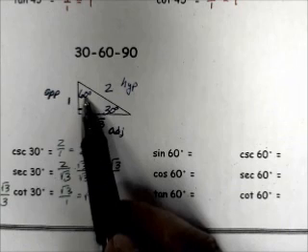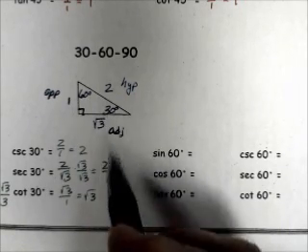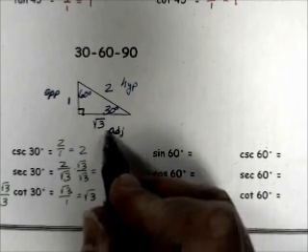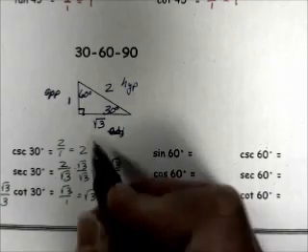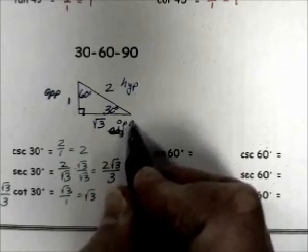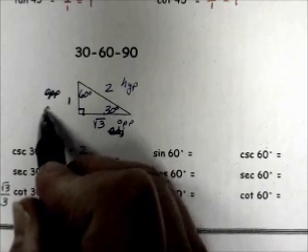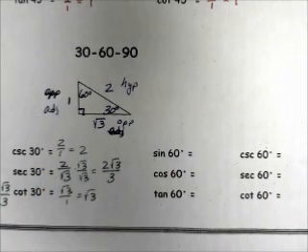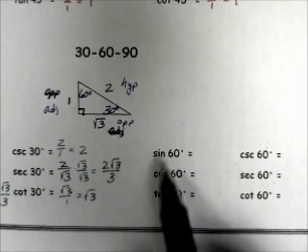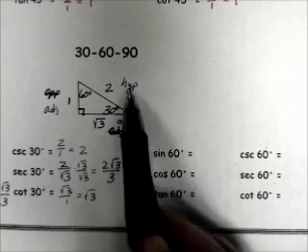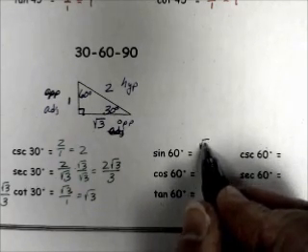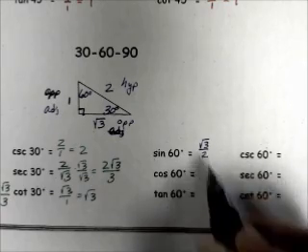We're looking at the 60-degree angle in reference to the 60. The square root of 3 is opposite, so let me just cross that off. Now this is opposite, and the leg of 1 here is adjacent. So now the sine of 60 is going to be opposite over hypotenuse, the square root of 3 over 2.